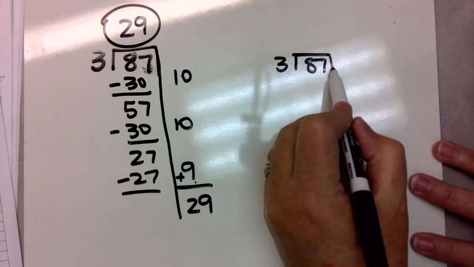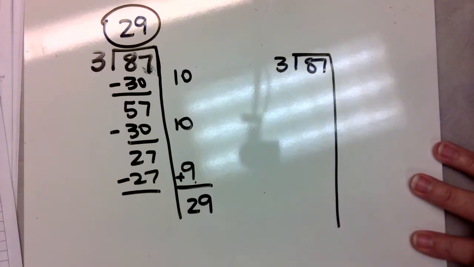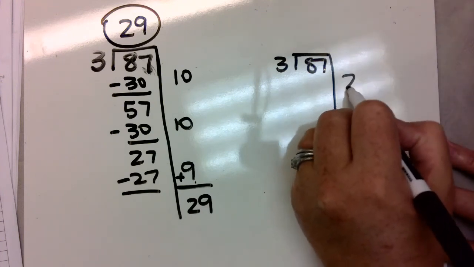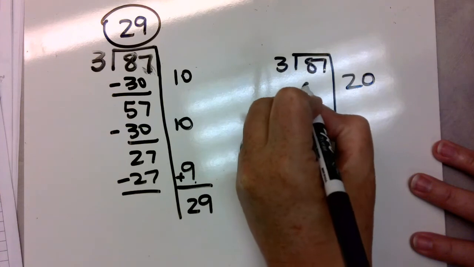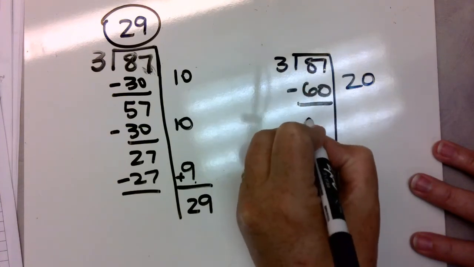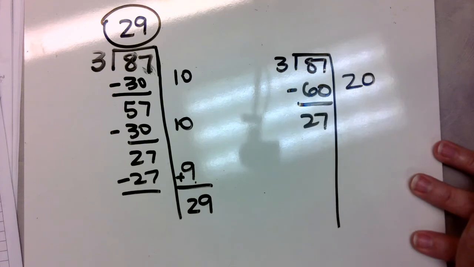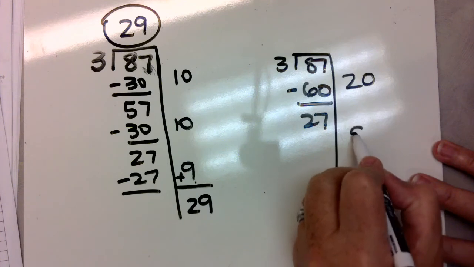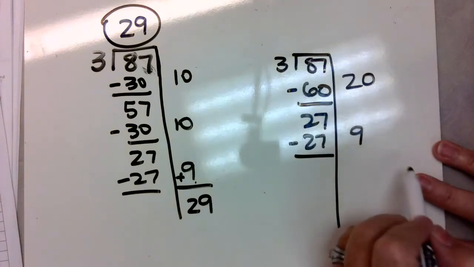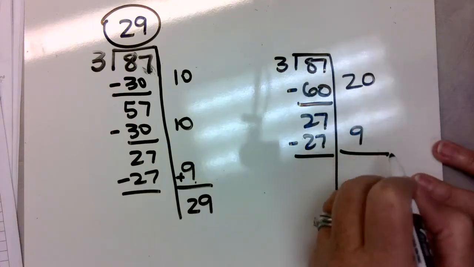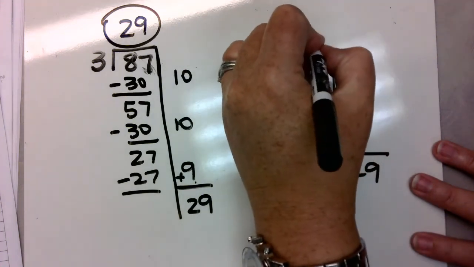Okay, same exact problem, but this student knows a little bit more, has a little bit more number sense, and recognizes, you know what, there can be 20 groups of 3. This student knows that 20 groups of 3 is 60 and goes ahead and pulls out 60. Okay, and this student, also very fluent with their facts, knows that 9 groups of 3 is 27. And so we've used all of our dividend. We have our partial quotients. We can add that up and get 29.